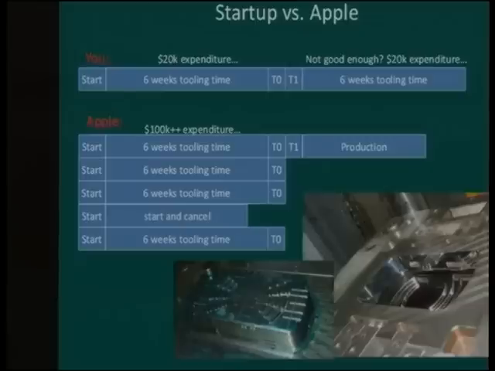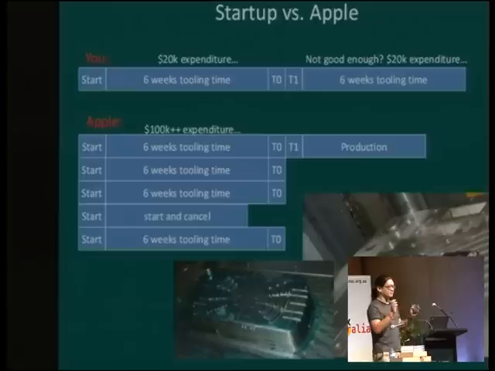So if you're a startup and you want to do a tool, from the start of your idea, so you've actually got your design done, it takes about 6 weeks on average to finish a tool, and then you have what are called the T0 and T1 shots, which is where the first time you actually shoot a tool, it never comes out right. You actually have to shoot it. You look at the plastic; it's crummy.